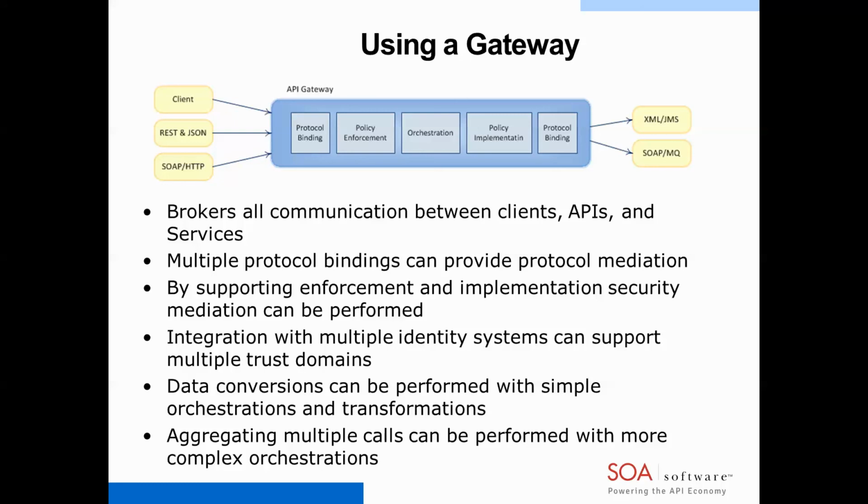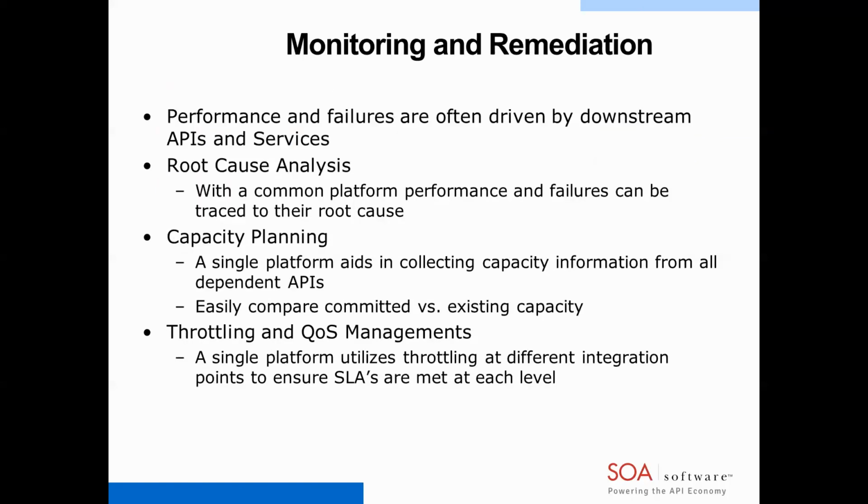They support enforcement and implementation of a variety of security protocols and integration with multiple identity systems across multiple trust domains. A gateway can also typically do data conversions from, say, JSON to XML, with simple orchestrations and transformations involved as well. And last but not least, aggregating multiple calls across a complex orchestration to perhaps expose a simpler API. So this is the world of a gateway, and what typically encompasses a standard set of requirements for a gateway.